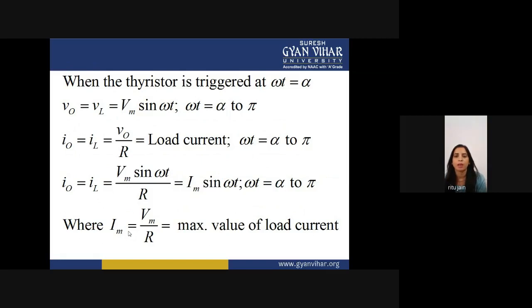So I naught is equal to IL, IL is equal to V naught upon R, and omega t is equal to alpha to pi. So I naught is equal to IL, Vm sine omega t upon R, which is equal to Im sine omega t, alpha to pi, where Im is equal to Vm upon R, the maximum value of load current. So this is all about the controlled rectifier. Now we will discuss the next topic.